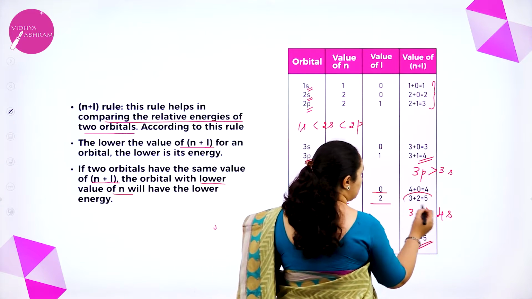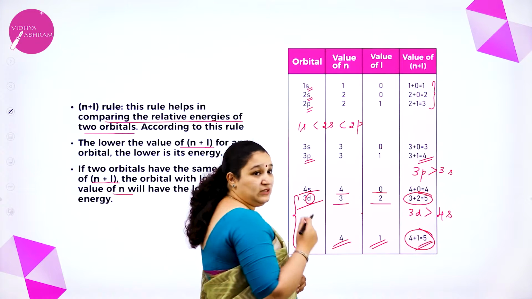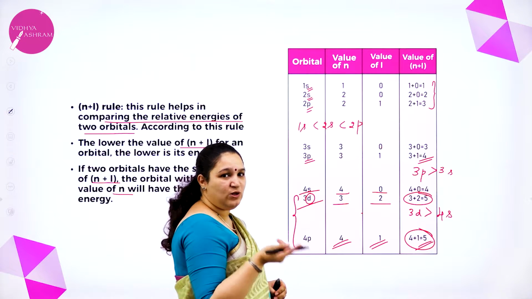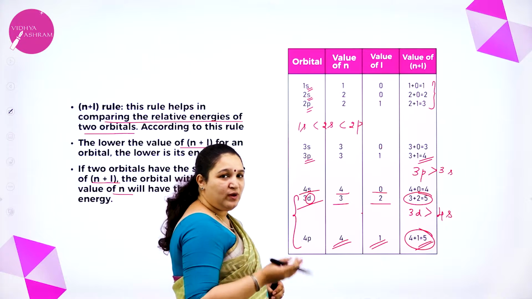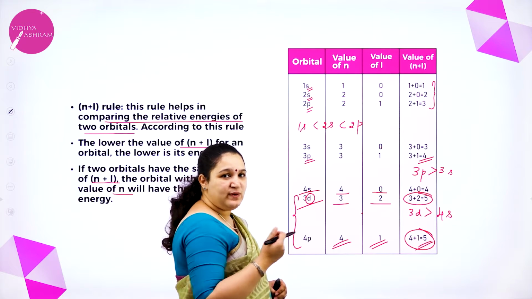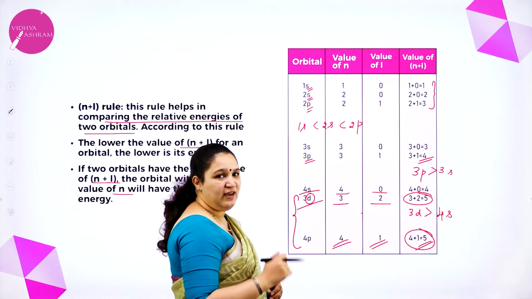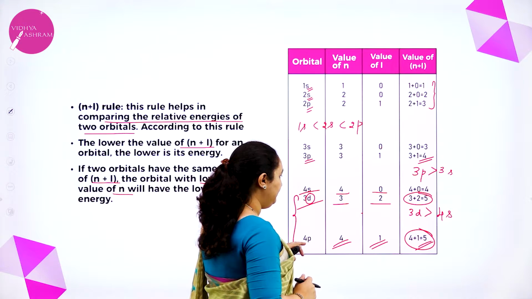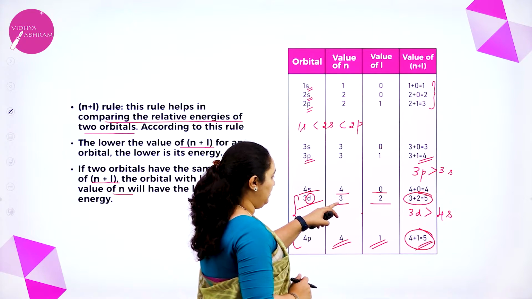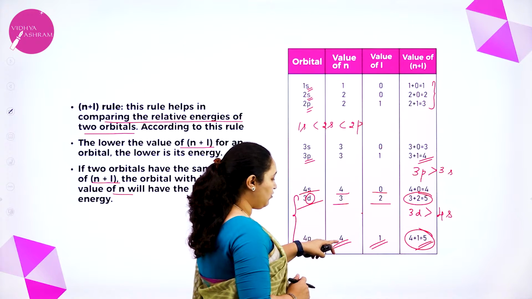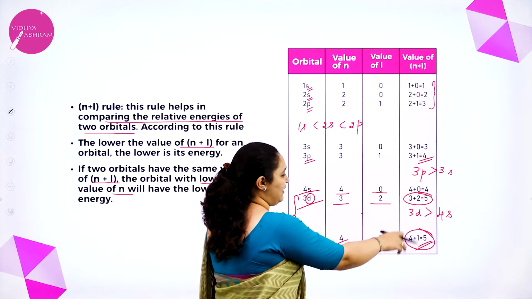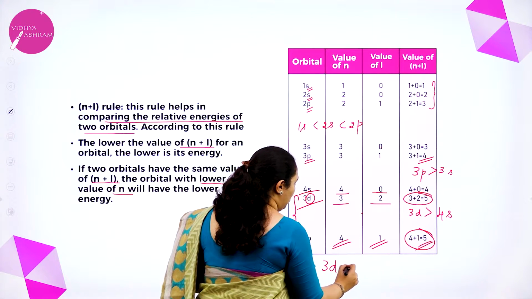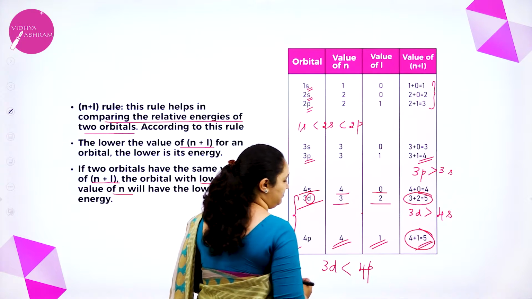Both N plus L values are the same, 5 and 5. Now you have to look into the N values. When the N plus L value is the same, then look into the N value. If the N value is lower, that orbital has got lower energy. If the N value is higher, that orbital has got higher energy. Now comparing 3d and 4p, 3d has got the lower N value 3, whereas 4p has got N value 4, which is higher. But the N plus L value is the same. So which has got lower energy? 3d has got lower energy than 4p.